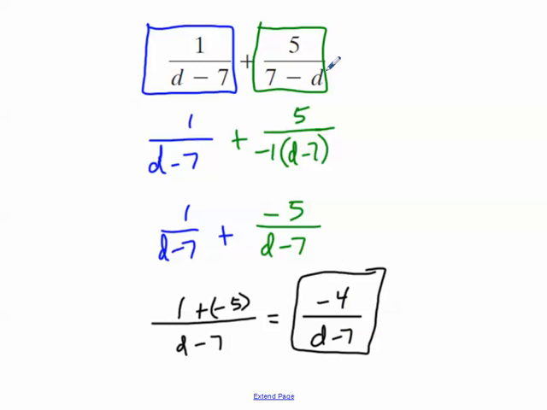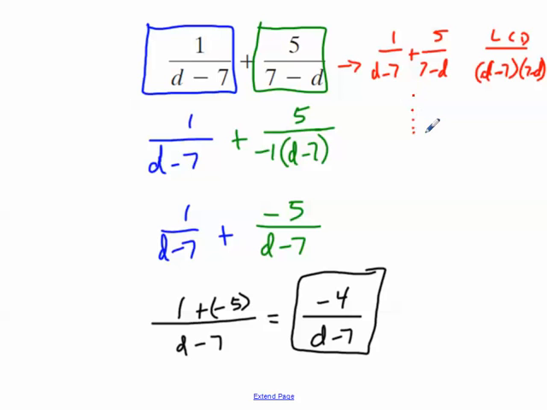The long way around, I'll put this in red, would have been to say we have 1 over d minus 7 plus 5 over 7 minus d, and what's my lowest common denominator? The lowest common denominator would be d minus 7 times 7 minus d, and then we convert this one and this one into that denominator, and that would be a lot more work than what we need to do.